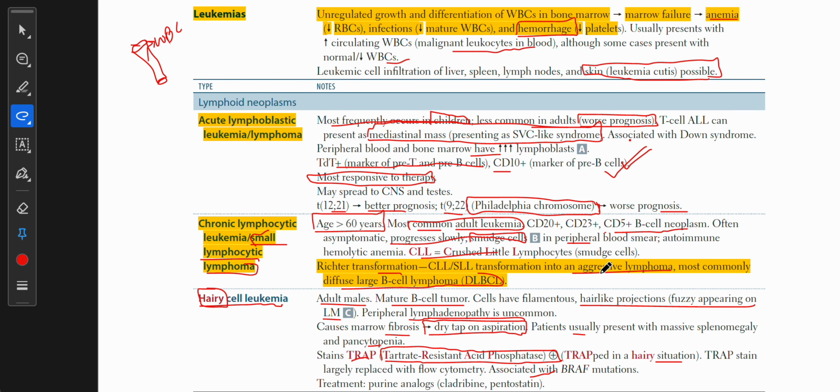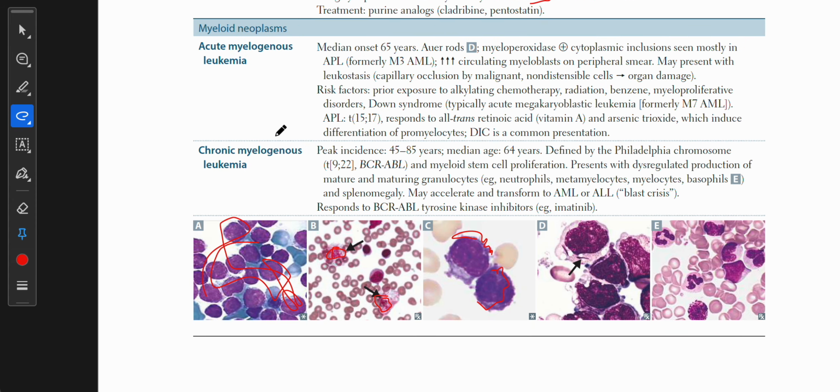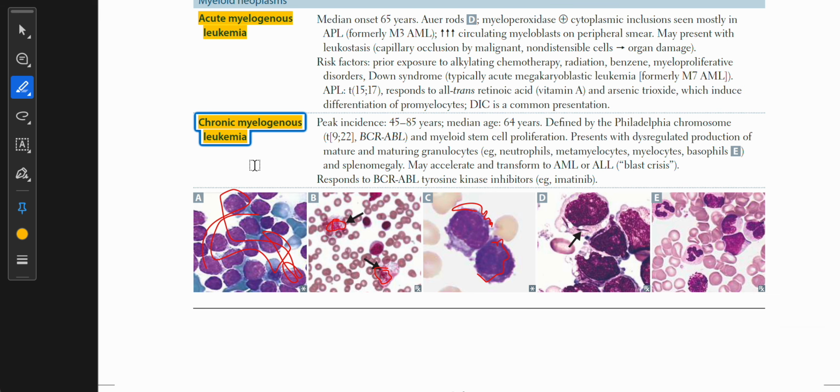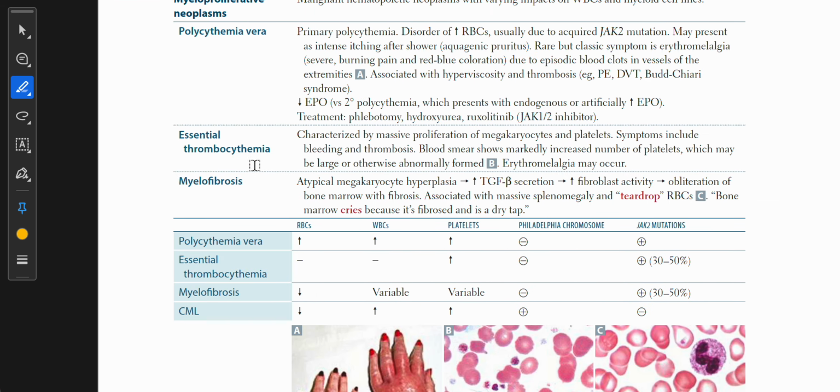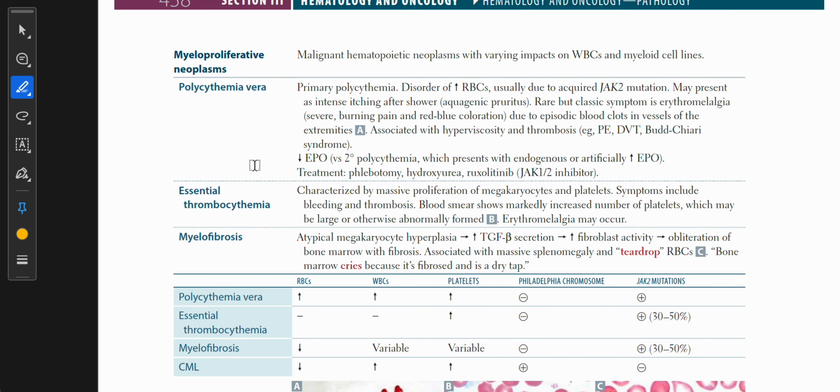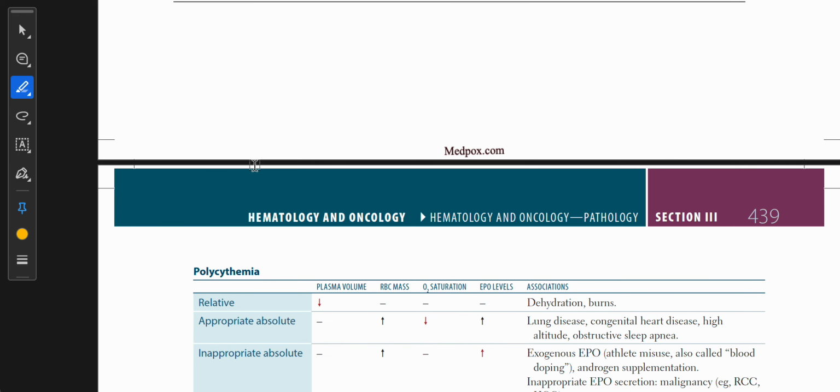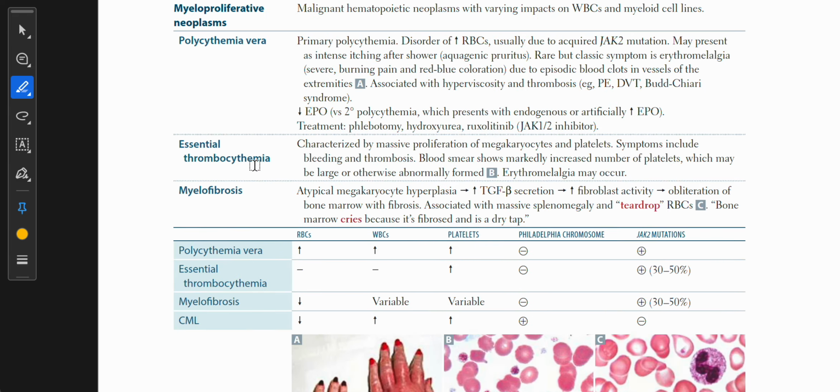So that is how we complete our lymphoid neoplasms. And now we will be tapping into myeloid neoplasms. There are two main types of myeloid neoplasms, that is AML and also CML. CML is chronic myelogenous leukemia. It is often associated with the Philadelphia chromosome. And then we will talk about myeloproliferative neoplasms and polycythemia.